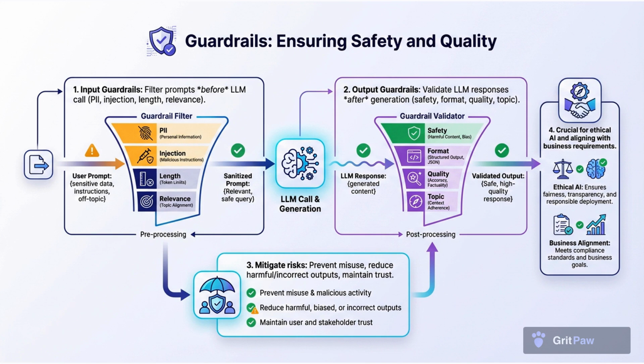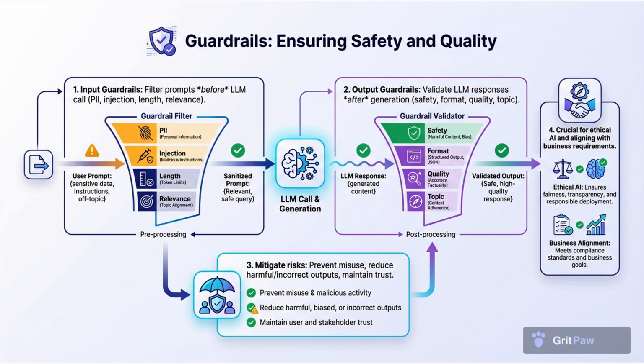Output guardrails, conversely, are applied after the LLM has generated a response but before it's returned to the user. These ensure the LLM's output adheres to our safety, quality, and formatting requirements. This might involve checking for unsafe content, validating JSON formats, ensuring responses are on topic, or even filtering out hallucinations.